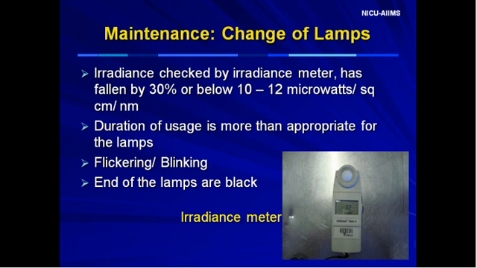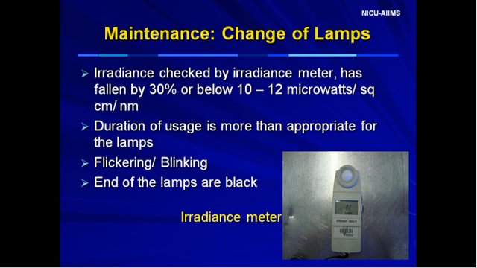Let us now discuss the life of these lamps. If irradiance meter is available, then periodically measure the irradiance, and when irradiance has fallen to 2/3 of its original value or below 10 to 12 microwatt per square centimeter per nanometer, we might require a change of bulbs. So it is important to perform periodic checks of phototherapy units to make sure that an adequate irradiance is being delivered. Also, note that irradiance meter is designed to measure specific light source for the precise bandwidth.